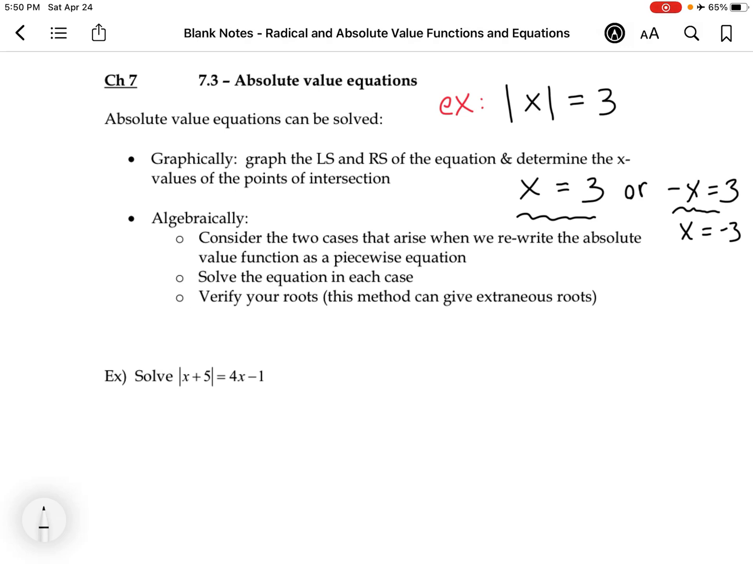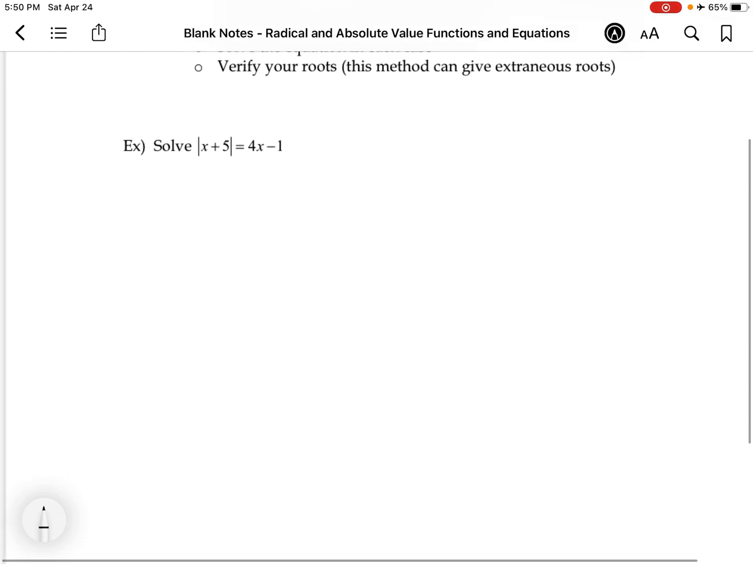Now, what we need to remember is that when we remove these absolute value symbols, and essentially we're going to turn this into either a linear or quadratic equation in this course, we're changing the nature of the equation, and that can lead to extraneous roots. So we're going to have to then go and verify our roots in the original equation. Okay? All right, so let's take a look at the first one.